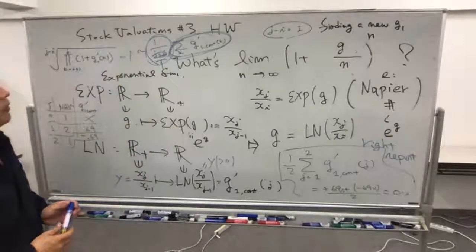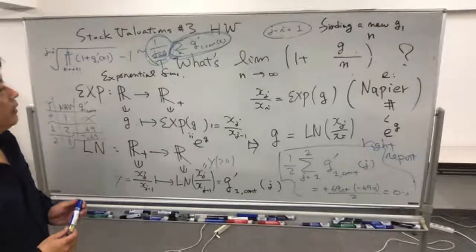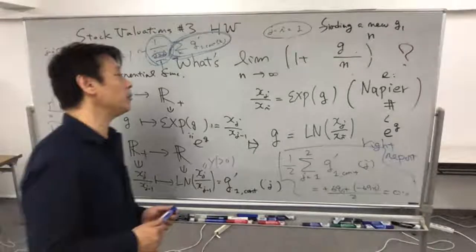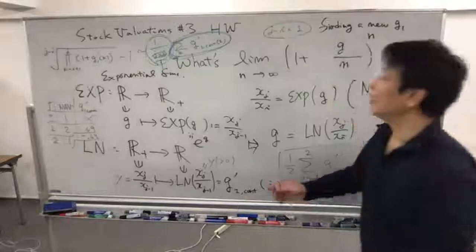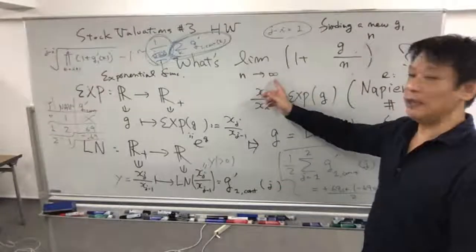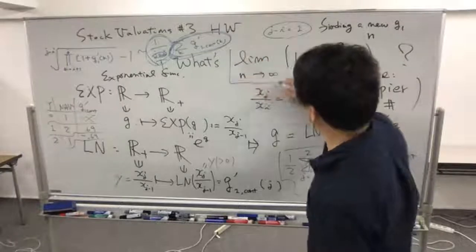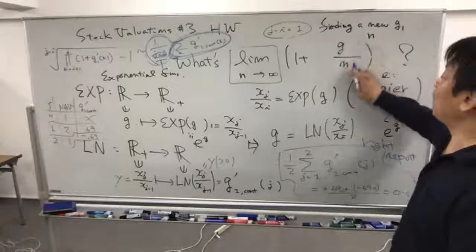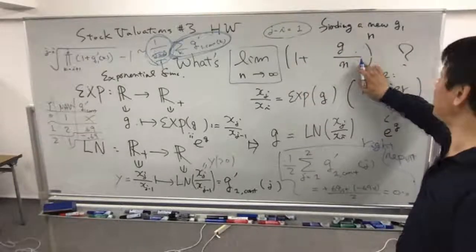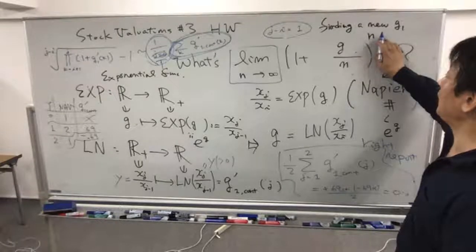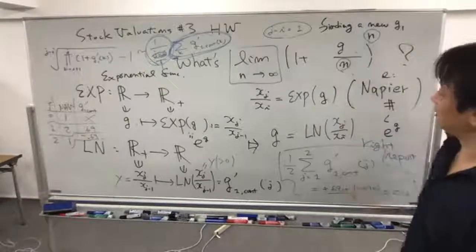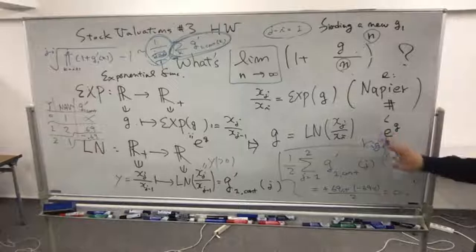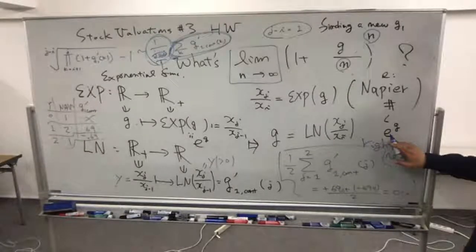And the answer for this homework is a very famous concept. Probably many of you already know the limit concept. The limit as n goes to infinity of 1 plus g over n, to the nth power, is the very definition of the Napier number: Napier number e to the g's power.